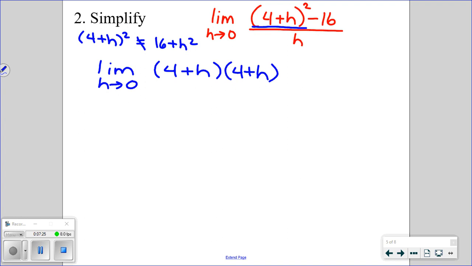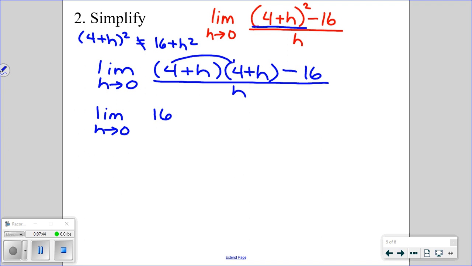Okay, so that means we've got to multiply all that out. Or FOIL, sometimes we use FOIL: first, outer, inner, last. So 4 plus h times 4 plus h, if I multiply all that out, I'll start with 4 times 4, which is 16. It's basically the distributive property. 4 times h is 4h. h times 4 is 4h. And then h times h is h squared. I'm just bringing down the rest.